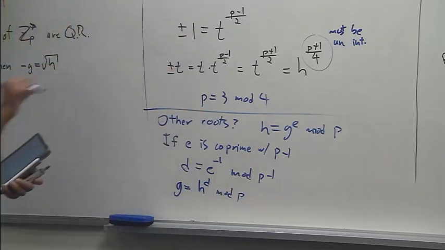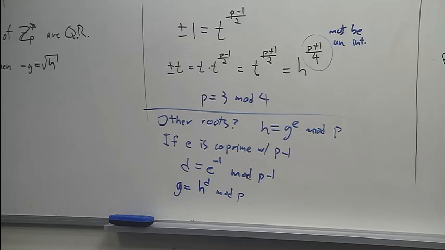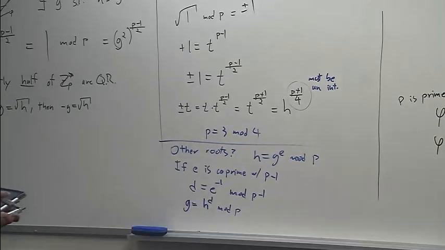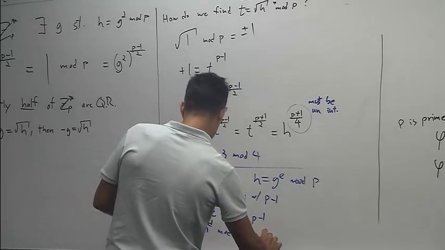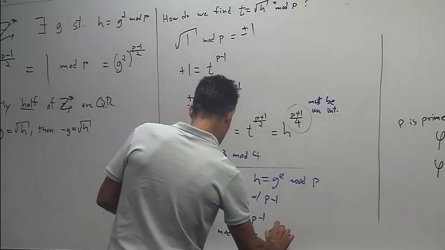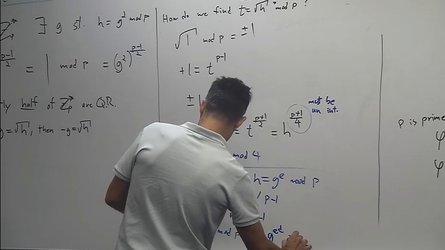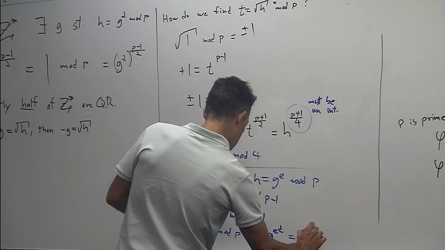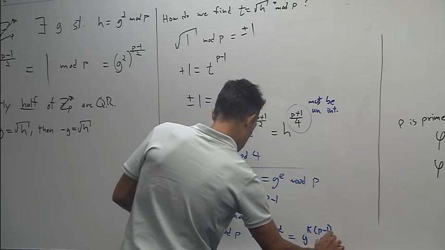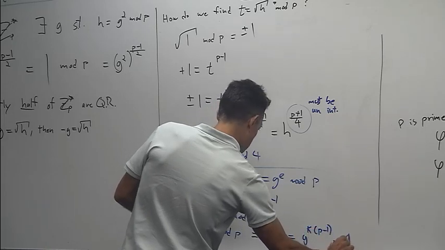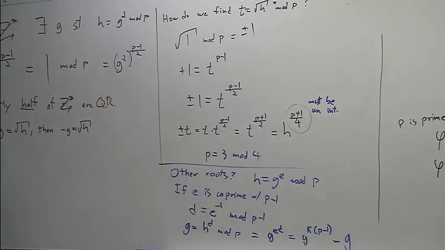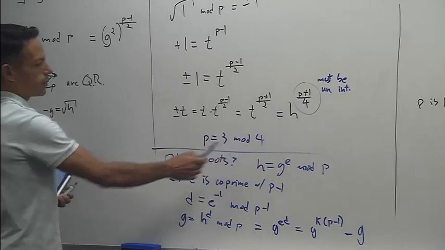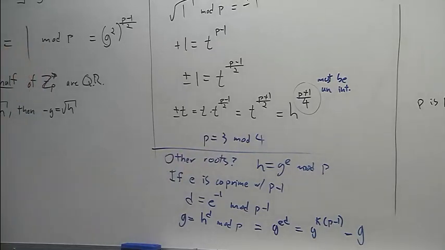this is where that isomorphism comes in really handy. It's basically h to the d. I apologize for being right at the bottom of the board here. It's g to the ed, which, but that only works if e is coprime with phi of p.